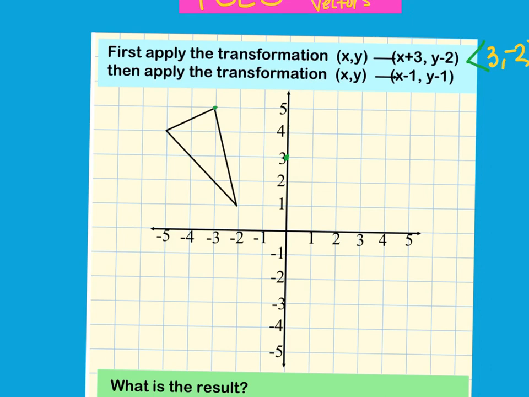3 to the right would take this point here, down 2 puts it there. Let's look at this point. 3 to the right puts it over here, down 2 puts it here. This one, 3 to the right, down 2 puts it there. And so this is my shape after the first translation. Let's look at the second translation. This says move the shape to the left one and down one. So this point goes left and down. This point goes left and down. This point goes left and down.